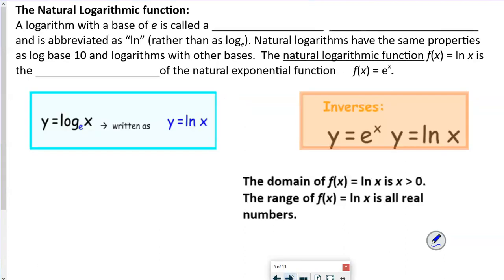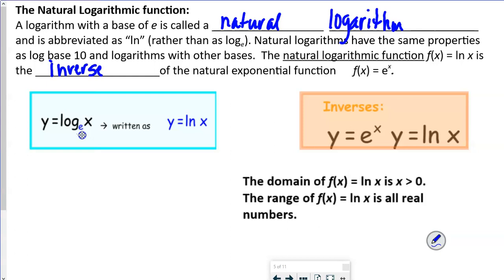Now, when we talk about the natural logarithm function, a logarithm with a base of e is called a natural logarithm, and it's abbreviated as ln rather than log base e. Natural logarithms have the same properties as log base 10 and logarithms with other bases. So the natural logarithmic function f of x is equal to ln of x is the inverse of the natural exponential function f of x equals e to the x. When we're talking about y is equal to log base e of x, it's actually written as y equals ln of x. So these are inverses of each other. y is equal to e to the x is an inverse of y is equal to ln of x.